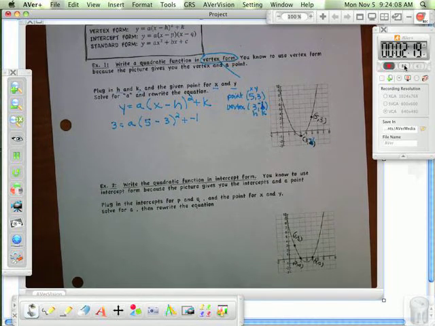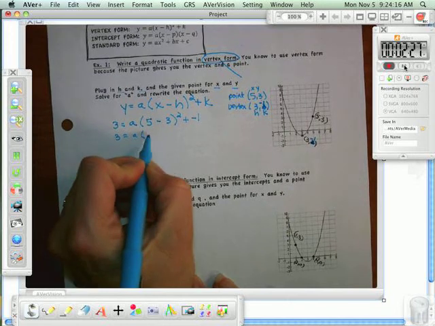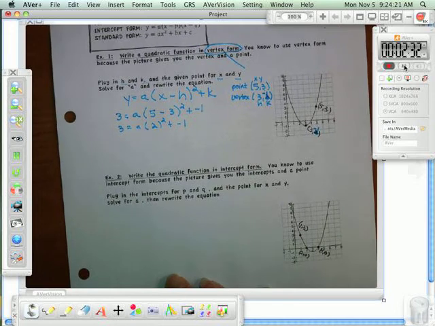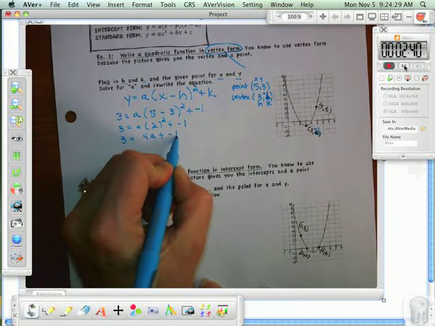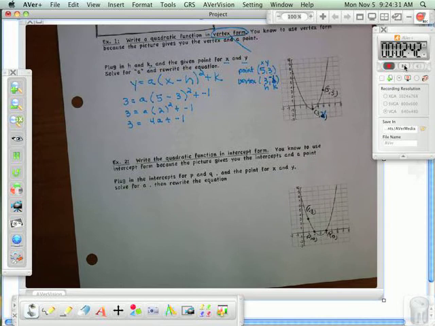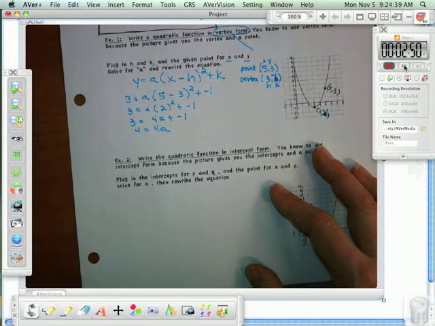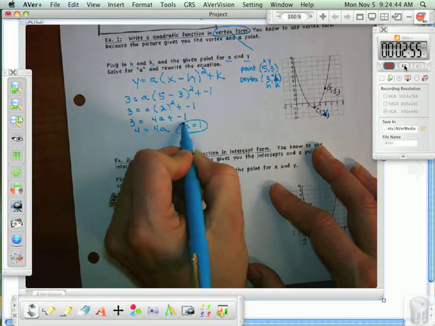So, let's see what we have here. a times 2 squared plus -1. Three equals, I'm going to switch this around, 4a plus -1. 2 squared is 4, correct? And now I just solve for a. So I add 1 to both sides. I get 4 equals 4a. And a equals 1. Yeah? Now I can write the equation.